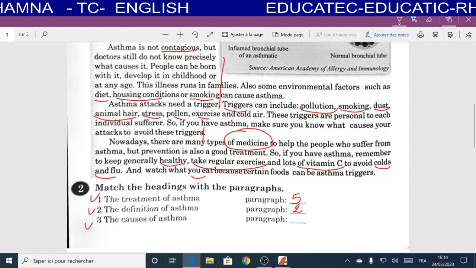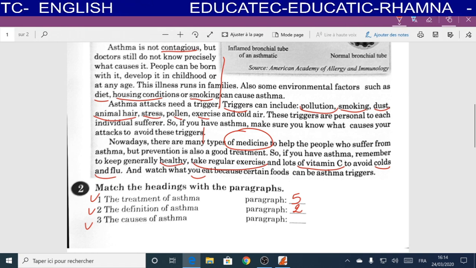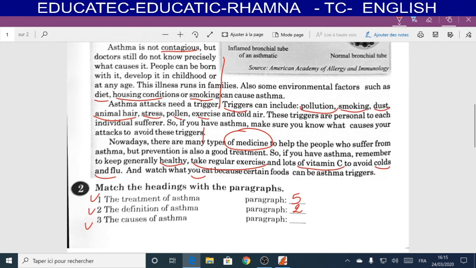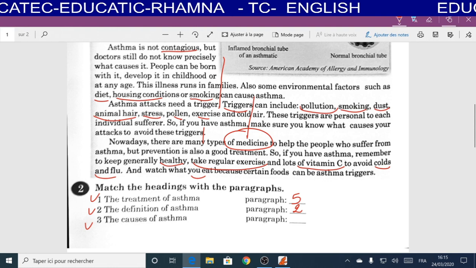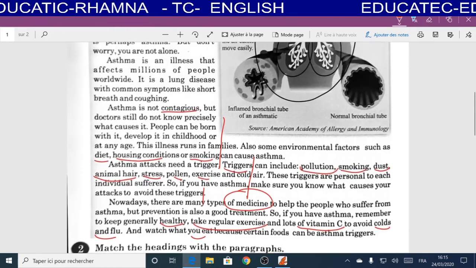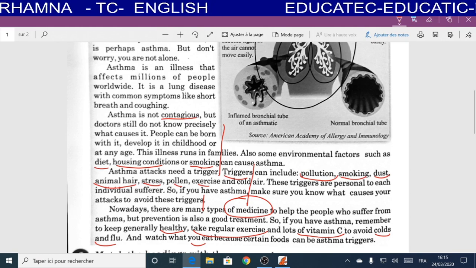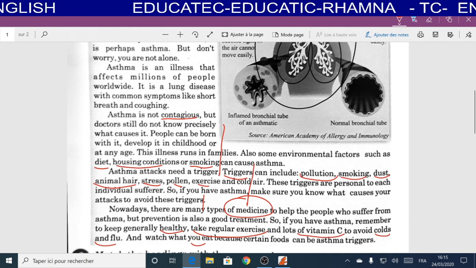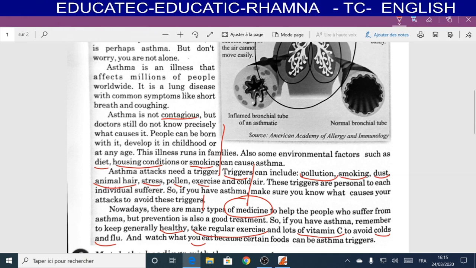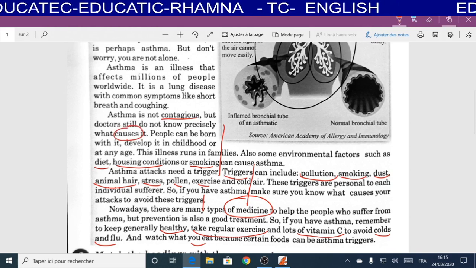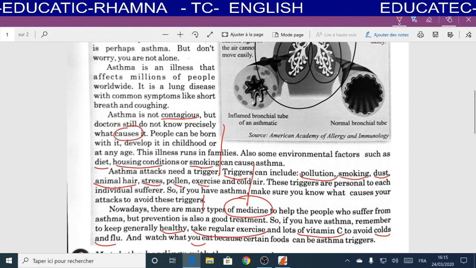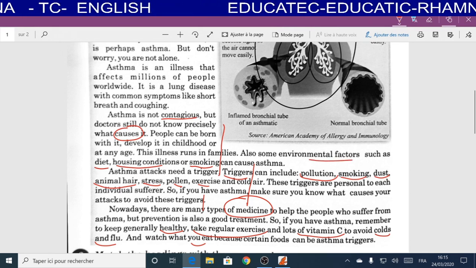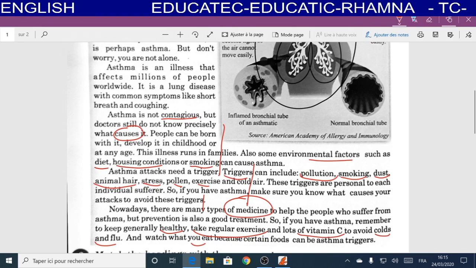And the last heading is the causes of asthma. What causes asthma here? We go and see which paragraph. So here, as I said, we have definition, and here asthma is not contagious, but doctors still do not know precisely what causes it. So here we're talking about causes, and here you can see we have a cause. Okay, and they say it is from childhood at any age. This illness runs in families and environmental factors such as diet, housing, smoking. So these are what?